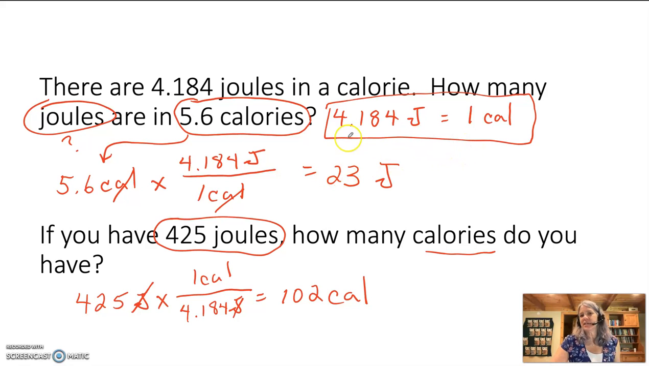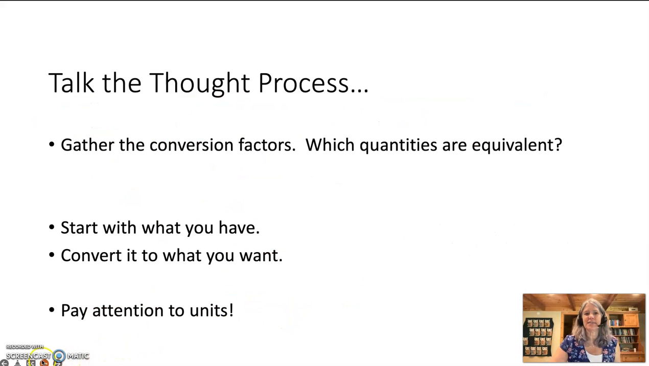Okay, so if 1 calorie is a little more than 4 joules and you have almost 6 calories, you're going to have about 24 joules, right? So that answer is pretty close. That makes sense. If you have 425 joules, that's a lot more than 1 calorie, right? So you should get an answer of 102. And so you can check the answer in terms of if it makes sense by thinking about what you're doing, again, and making that part of your thought process, making sure the answer makes sense, and also making sure that you've answered the question that was asked.